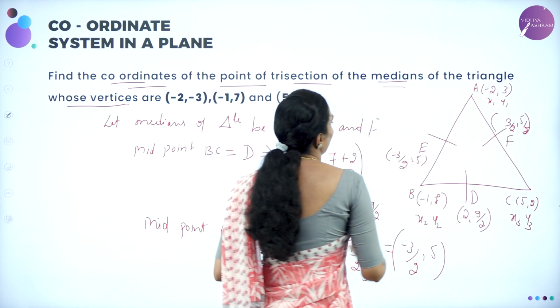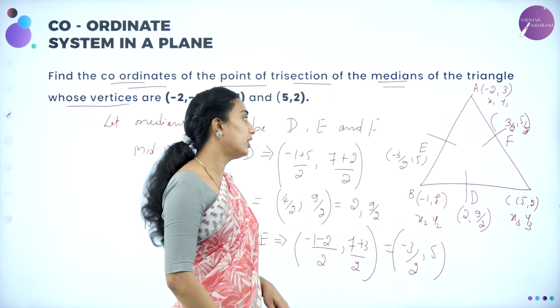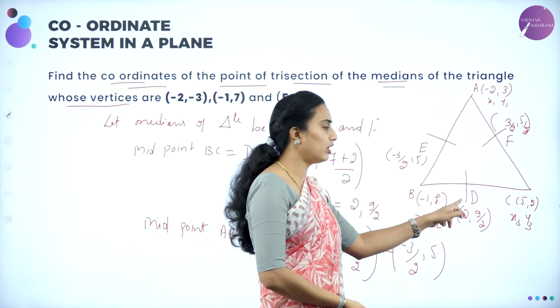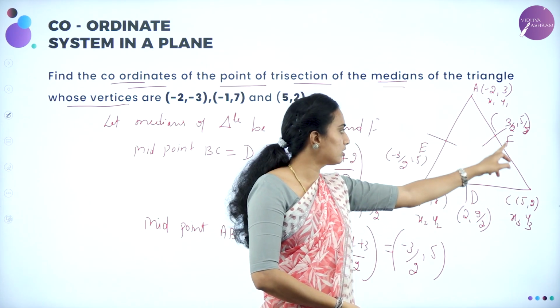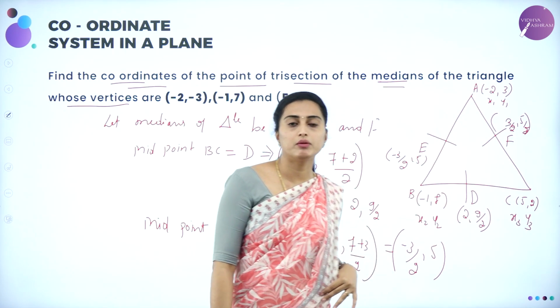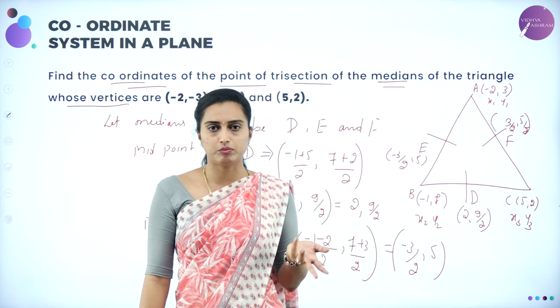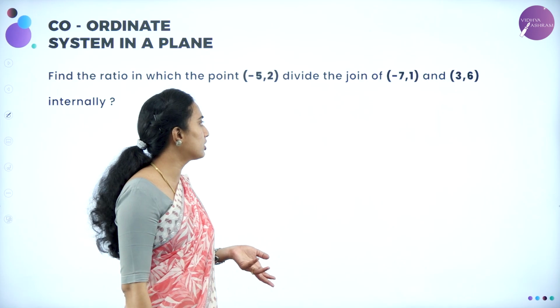Okay, understood? So if they ask the distance AD, you can find it using the distance formula. CE you can find using the distance formula. EB and FB you can find using the distance formula. That's it. Okay, we'll move on to the next problem.